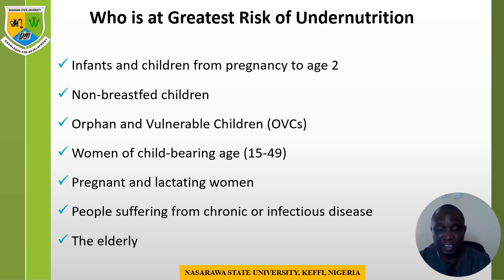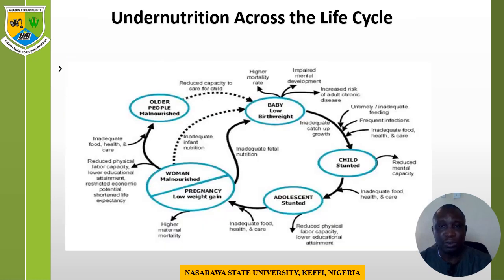Those are the greatest risks of undernutrition. Now the picture displayed above shows the effect of undernutrition across the life cycle. Let us take the example of a low birth weight child. What is the effect of malnutrition? It can lead to a higher mortality rate, impaired mental development, and increased risk of other chronic diseases. This we have mentioned under the consequences.